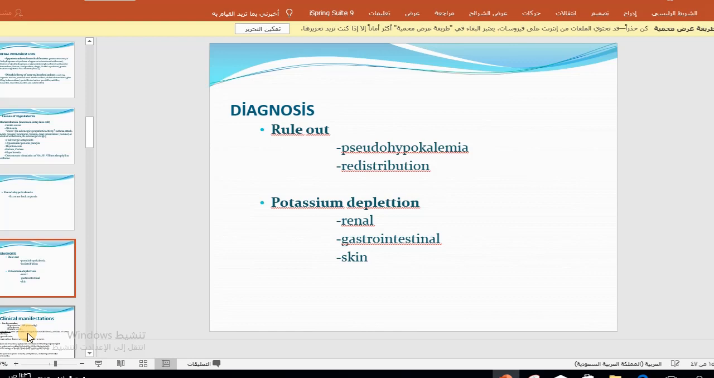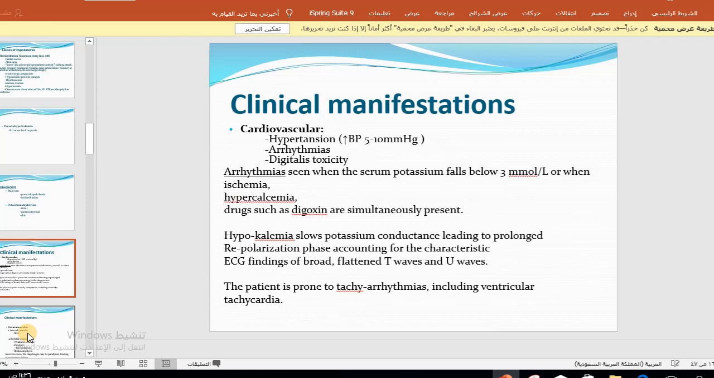Diagnosis. First, you have to rule out pseudohypokalemia or redistribution hypokalemia and make sure about potassium depletion, whether this is renal or non-renal, like GIT or skin. The clinical manifestation, in all metabolic conditions, is dependent on the magnitude of deficiency and the speed of development of deficiency.